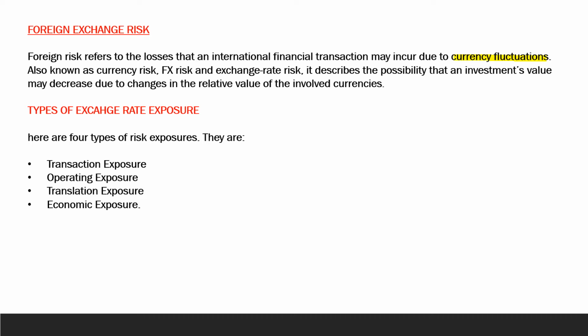The next point is types of exchange rate exposure. Here are four types of foreign exchange risk exposures. The first one, transaction exposure. Second one, operating exposure. The third one, translation exposure. And the fourth one, economic exposure. Let's see all the types in detail.